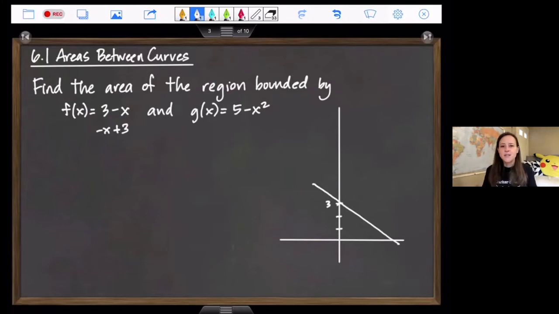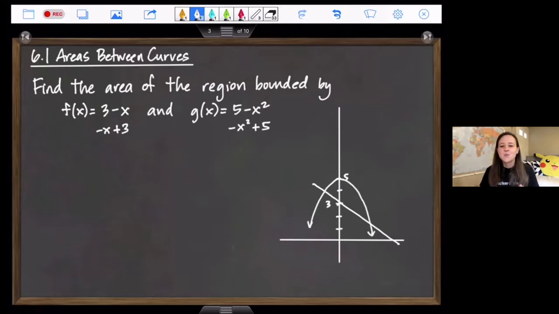G of x is 5 minus x squared. Again, for a quick sketch, I'm going to think of that as -x squared plus 5. If we remember our transformations from forever ago, that's going to be the x squared graph. The negative flips it upside down, and the 5 moves it up 5 units. So I'm going to have up here at 5 this parabola hanging downwards, this vertex at 0, 5. So I'm just going to draw myself a -x squared shape.